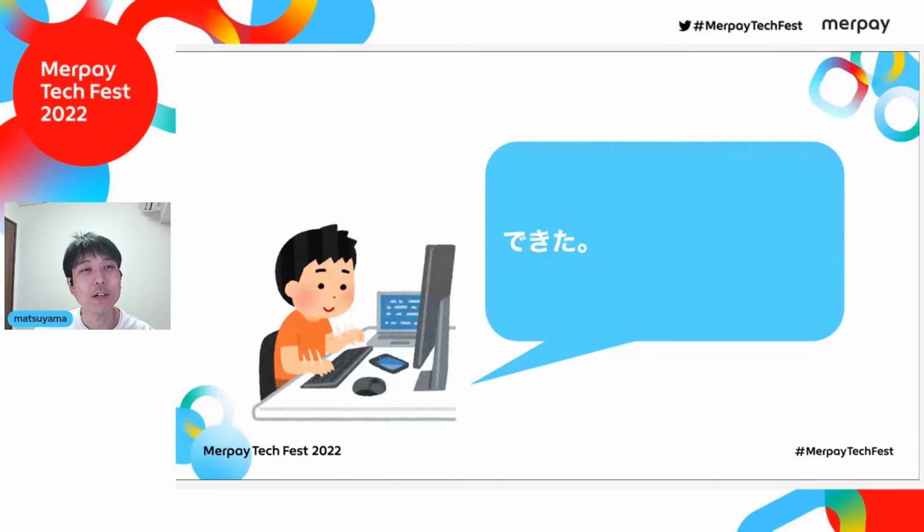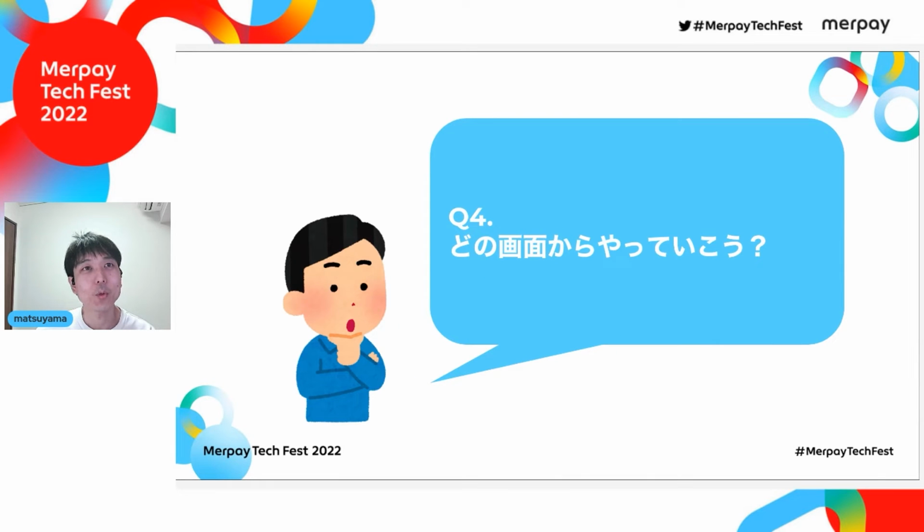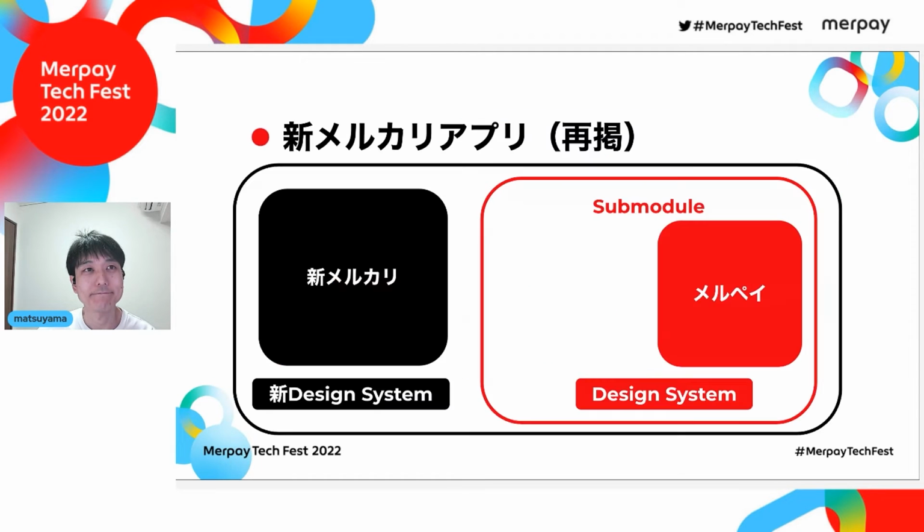Okay, so the existing deep link can now be handled. So now that we have a completed POC of all the surrounding concerns, we can finally go ahead and actually do it. So then we discussed next, which screen is the best to start with?